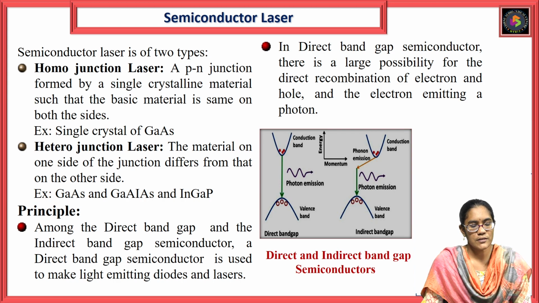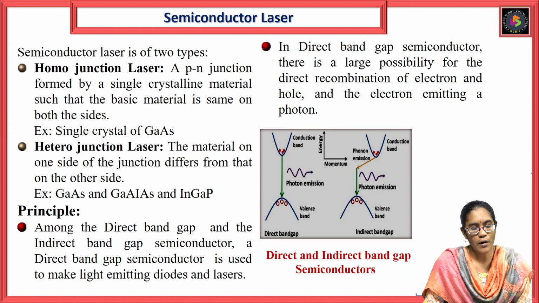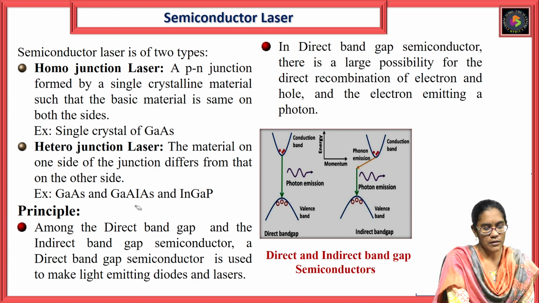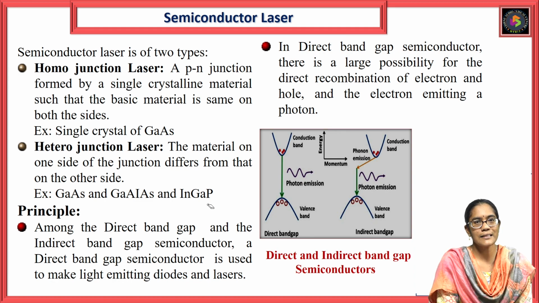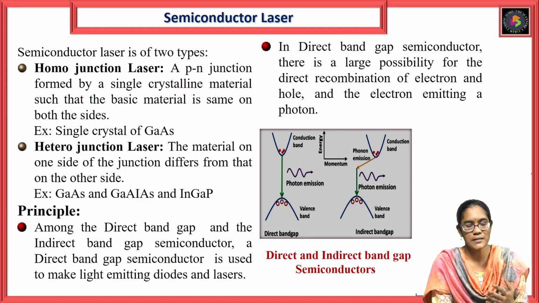In the case of a heterojunction diode laser, the PN junction diode is formed with two different semiconducting materials. Means the material on one side of the junction differs from that of the other side. The examples for the heterojunction laser are gallium arsenide and gallium aluminum arsenide, and indium gallium phosphide. It means a layer by layer structure comes under the heterojunction diode laser.